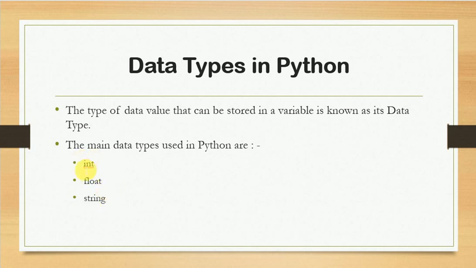Int is used for integer numbers like 25, 102. Float is with a decimal point, like 24.45. A string is like Jai, Ajay. This is called a string.